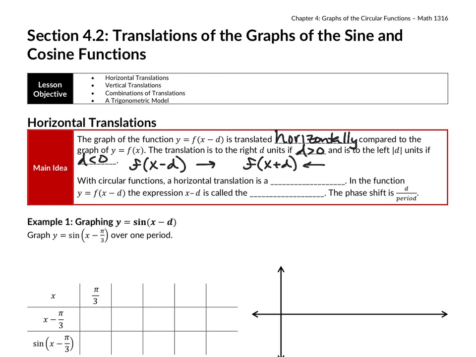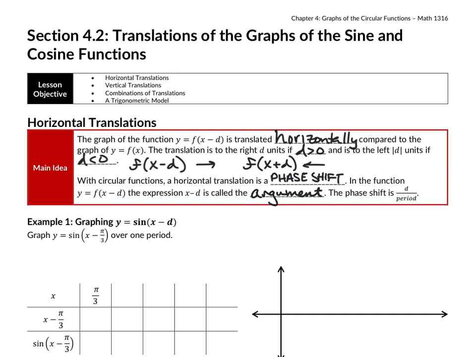And if you see f of x plus d, because that's a minus minus d, your graph is going to move to the left. Now with circular functions, a horizontal translation has a different name, kind of like amplitude and period. We don't just call those the dilations. This is going to be called a phase shift. In the function y equals f of x minus d, the expression x minus d, which is the stuff inside the parentheses, is going to be called the argument.